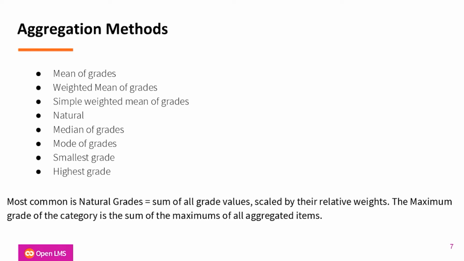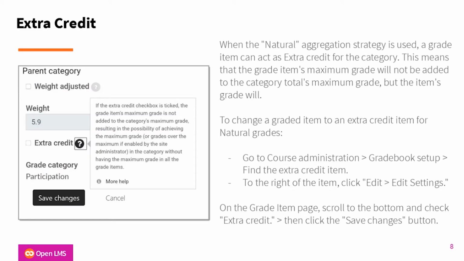When it comes to extra credit, a grade item itself can act as extra credit for the category, meaning that the maximum grade will not be added to the category's total maximum grade, but the item's grade will. You can see here an example of how you might add an extra credit option into the natural grades category. These are just some simple steps we wanted to provide as a general example.